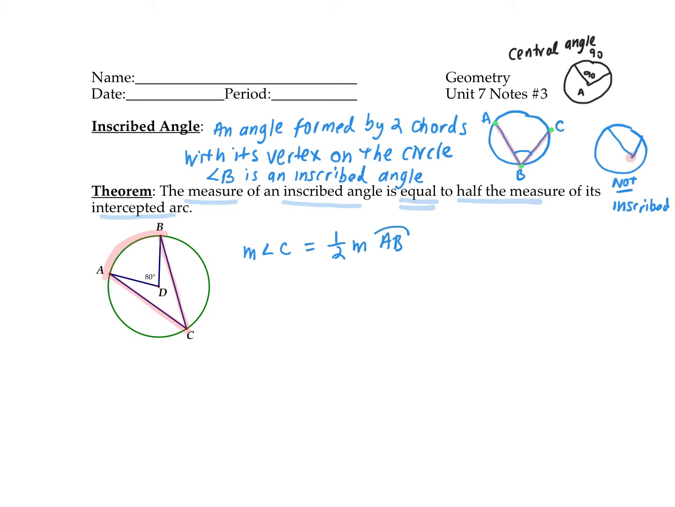We have to figure out the measure of arc AB. Notice that we've got this 80-degree angle measure right here, and that's a central angle. Remember that the measure of a central angle is equal to its intercepted arc. So arc AB is actually 80 degrees. Now we can find the measure of angle C. The measure of angle C would be half of 80. Therefore, the measure of angle C is 40 degrees.